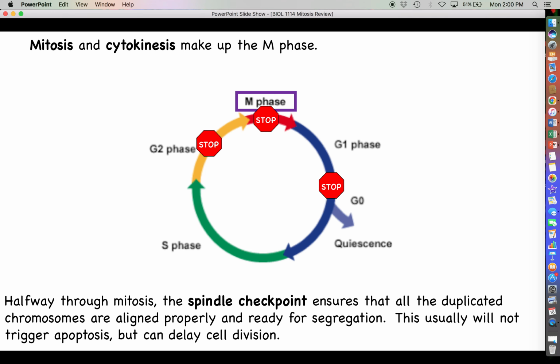We will see a third and final checkpoint here halfway through M phase, and this is called the spindle checkpoint. And what we're searching for here, and we'll get some better details on this later, is we want to make sure that all the duplicated chromosomes are being lined up exactly in the middle of the cell. If there are any stragglers that can't get lined up properly, then the mitosis process will be paused until we get a chance to correct that.